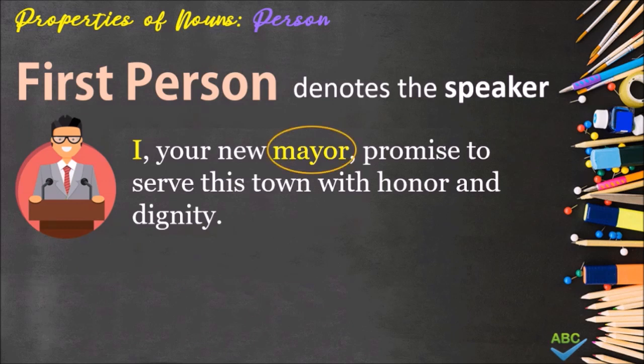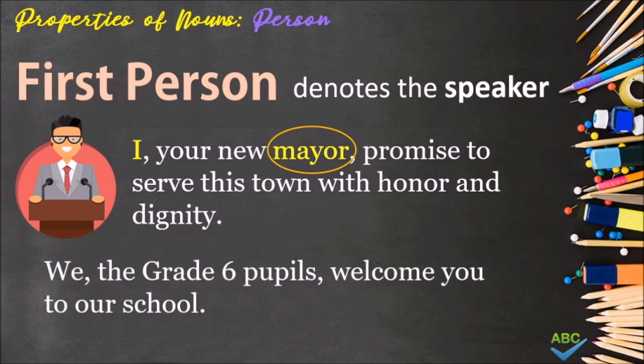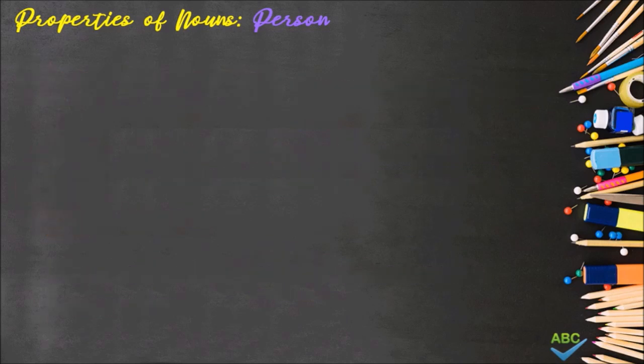Another example. We, the grade 6 pupils, welcome you to our school. The speaker in this sentence are the pupils, and because of the pronoun we, to which the word pupil refers, we can easily distinguish the sentence to be in the first person.